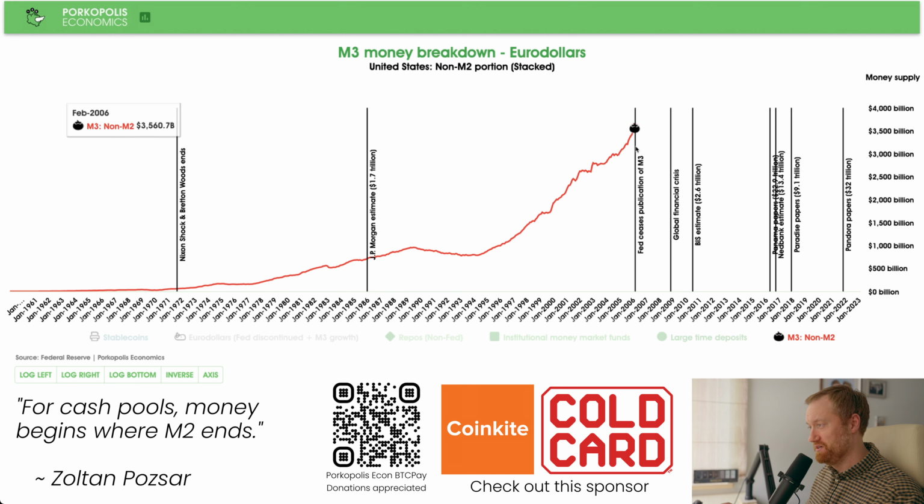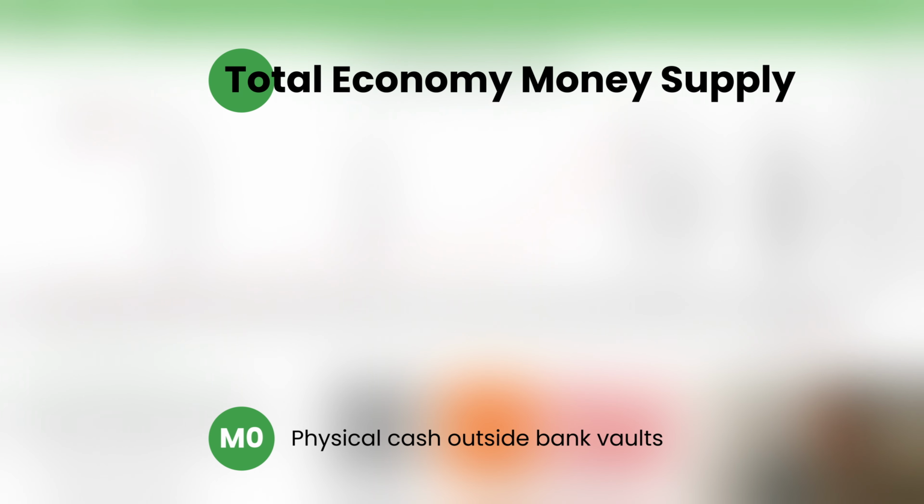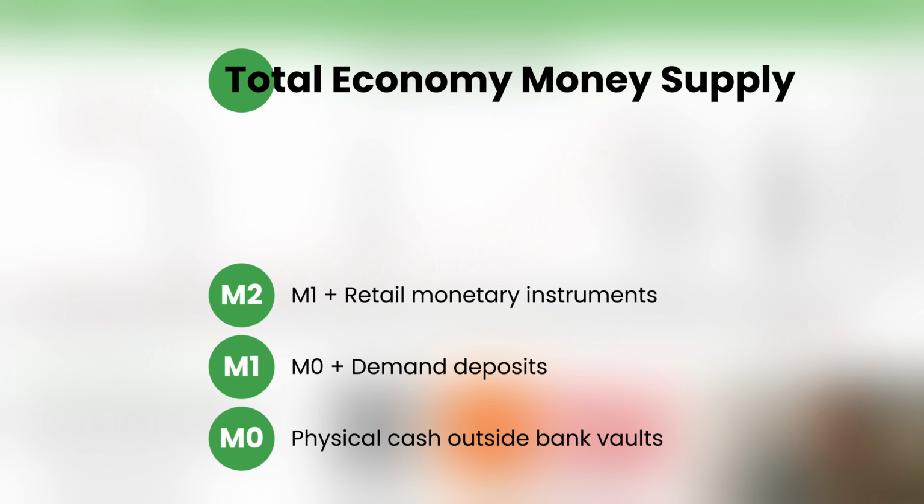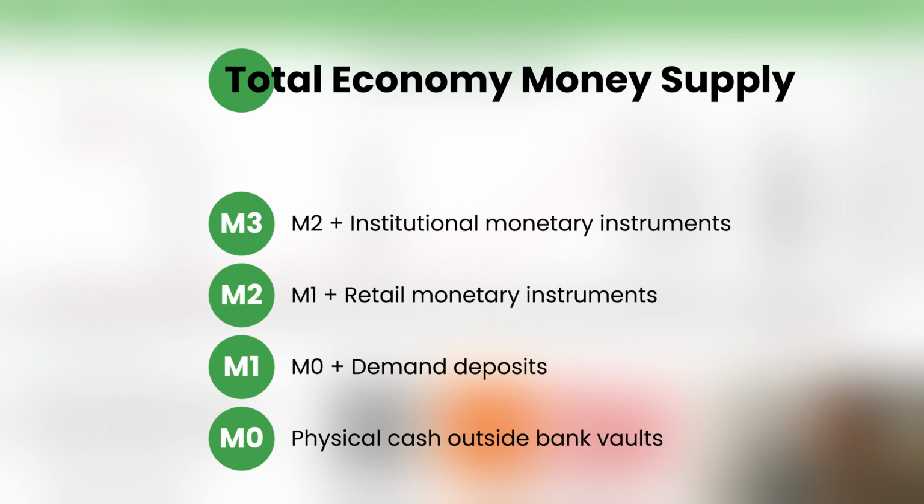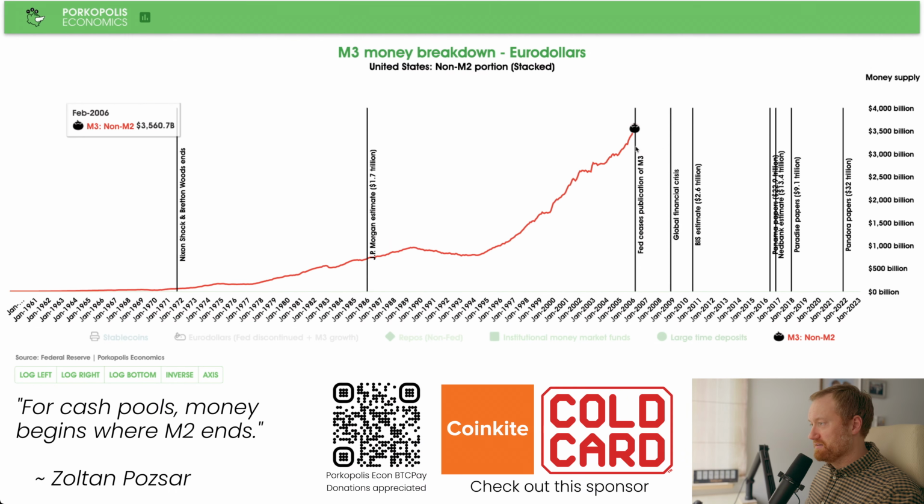Quick reminder, as always, definitely check out prior videos if you want to see more. We've gone through all the M's in this series thus far. M0, that's base money, that's physical cash and coin that is located outside of bank vaults. M1 is M0 plus demand deposits or sight deposits or the checking account. M2 is M1 plus less regulated retail type monetary instruments, and M3 is M2 plus less regulated institutional type monetary instruments. And we talked a lot in the last video about the repo market. Definitely do check that out if you haven't seen that one before watching this video. I think it will help.